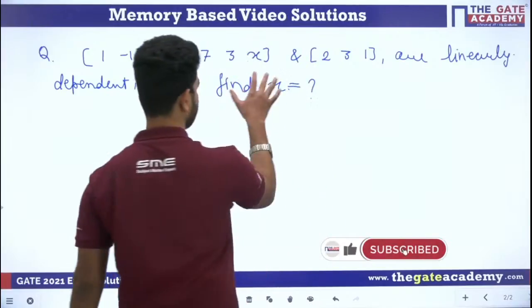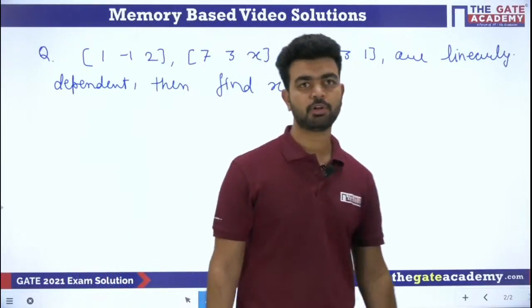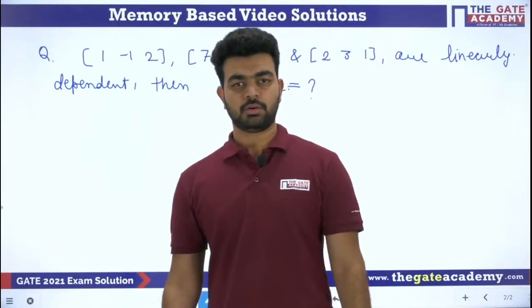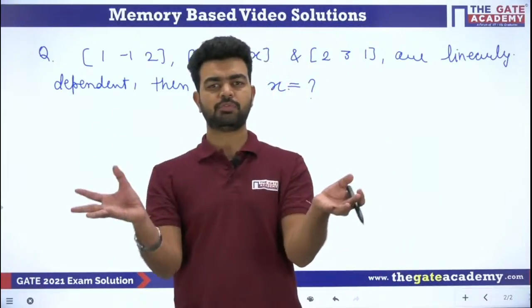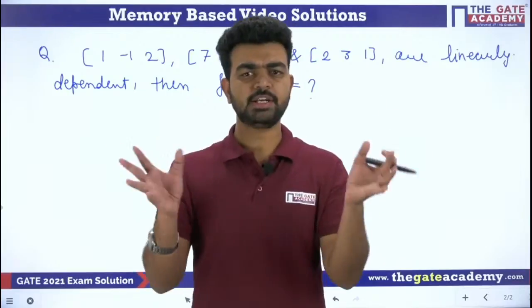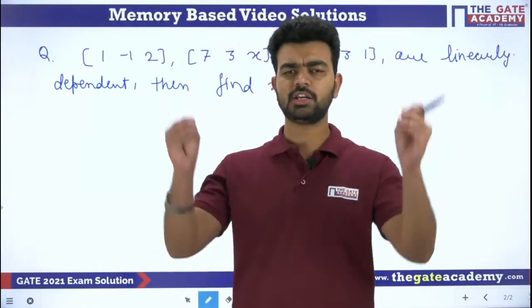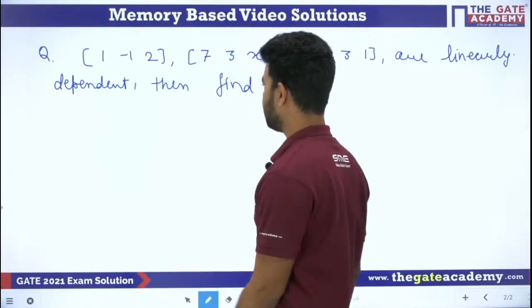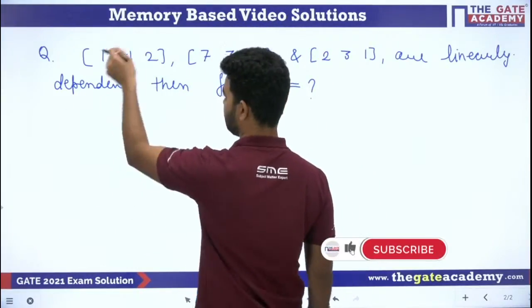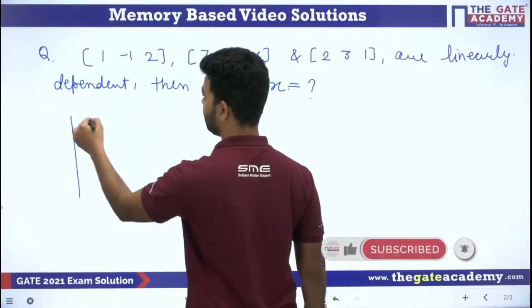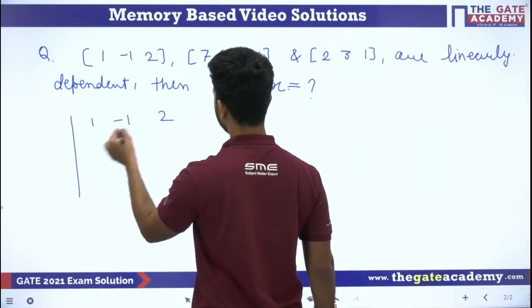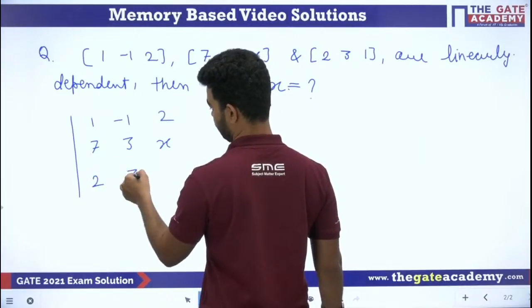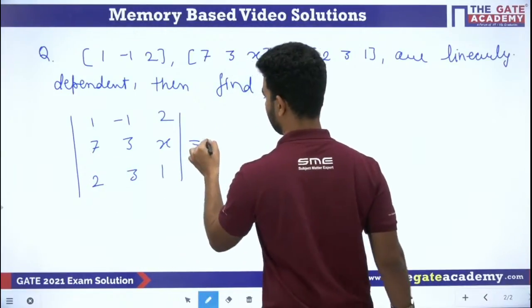So if all the three vectors are linearly dependent, it means that if suppose n number of vectors are there and there is a linear dependency, then definitely the determinant formed by those n vectors will always be 0. And that is why the determinant that we'll get is -2, 7, 3, x, 2, 3 and 1, is equal to 0.